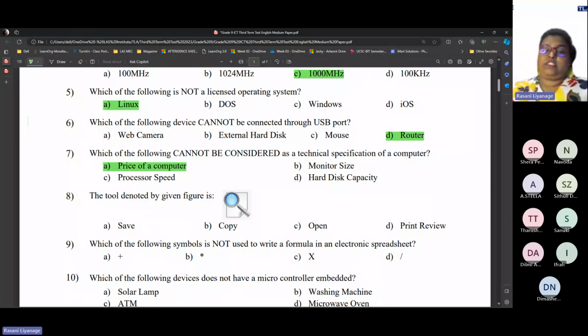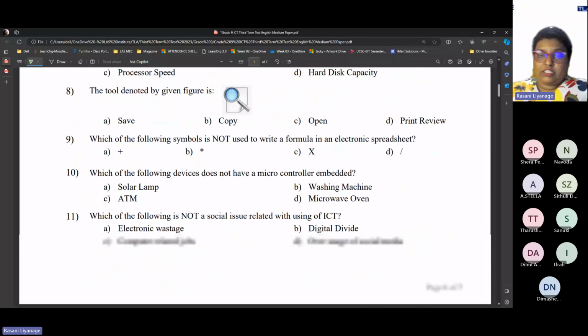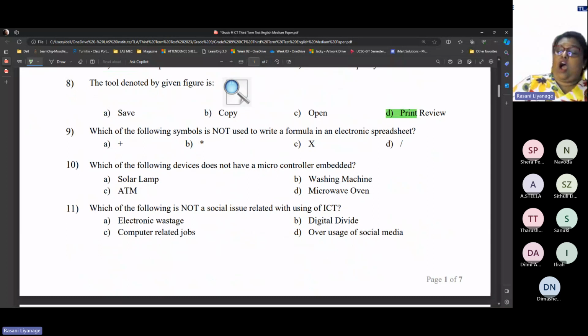Which of the following symbols is not used to write a formula? Addition, multiplication. Who's that? It shows that it is representing multiplication, but that of course is x, because in mathematics for computing we do not have such. So it would be the slash, which is there for division.